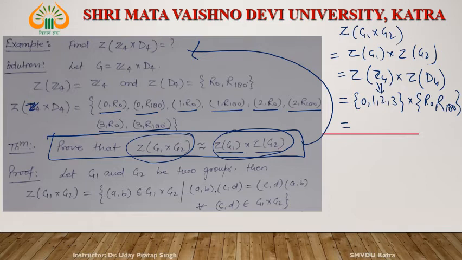Right. We will prove it in a similar way, just like the previous example. Let (a, b) belong to the center of G1 cross G2. It means all those elements of G1 cross G2 of the type (a, b) which satisfy the commutative law with any other element (c, d) of G1 cross G2. That is, (a, b)(c, d) equals (c, d)(a, b) for all (c, d) in G1 cross G2.